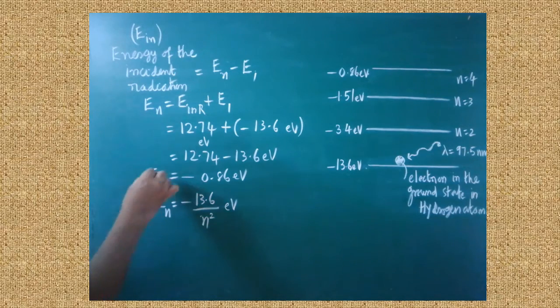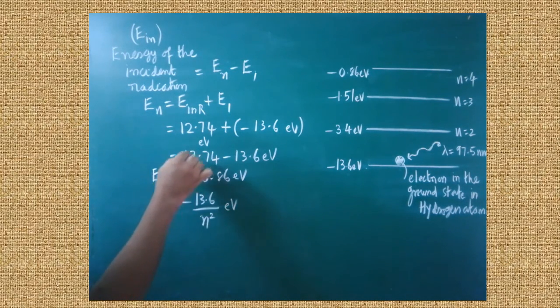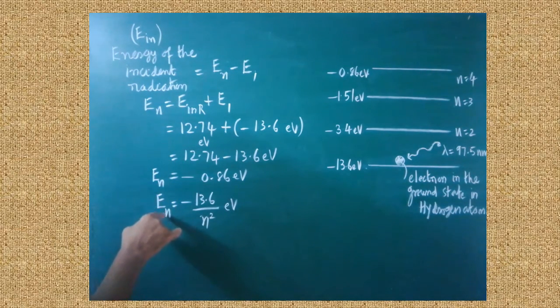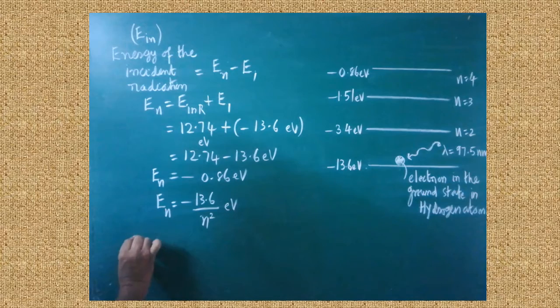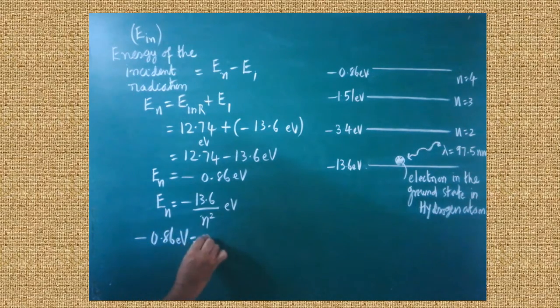So here the energy of the particular orbit, is it clear? That could be found out. Here En is found out. So how will you calculate? En can be substituted here: minus 0.86 electron volt is equal to minus 13.6 divided by n square electron volt. Both of them can be substituted. The minus sign can be cancelled. Electron volt can be cancelled.